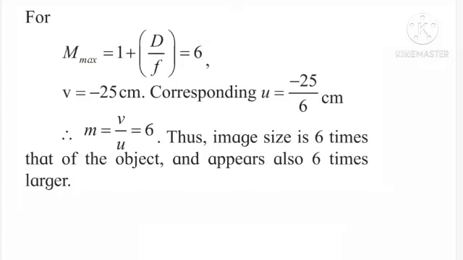But if we use image distance as 25 centimeter, v is equal to minus 25, and therefore u must be minus 25 upon 6, and the magnifying power would be 6 times larger in this case, because v upon u is 6. The image size is also 6 times that of the object and also appears 6 times larger. So this is the case of maximum magnifying power.